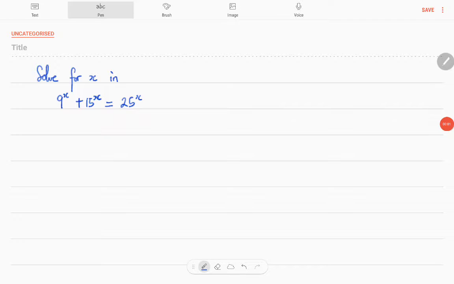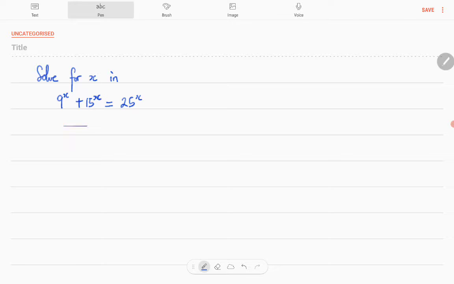Hello guys, in today's video we are going to be doing something interesting. We have here: solve for x in 9 to the power of x plus 15 to the power of x is equal to 25 to the power of x. So we have to find x in this question. So how do you do it?